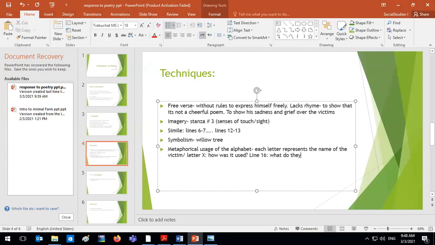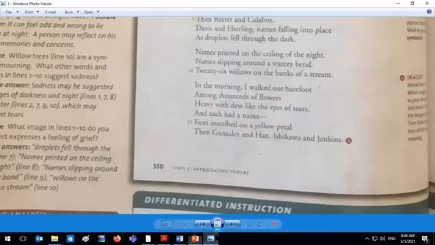The name choices, the names that are written in alphabetical order. No, we said, in stanza number 3 in line 16, the names Gonzalez, Han, Ishikawa, and Jenkins. He uses here names from different ethnicities. Gonzalez is a Hispanic name. Han is more Chinese or Japanese. Ishikawa and Jenkins. Again, what is he trying to show?